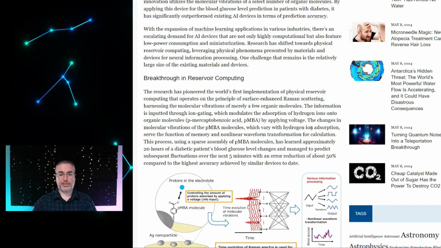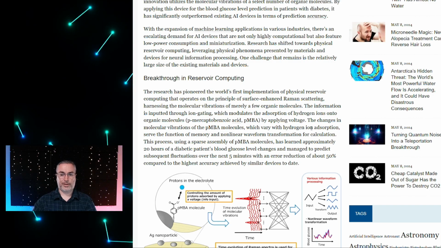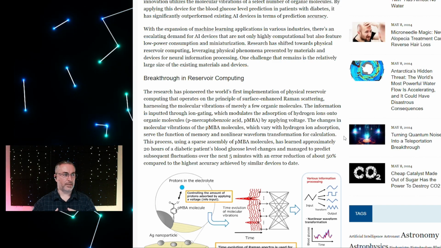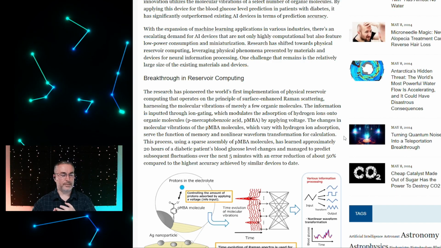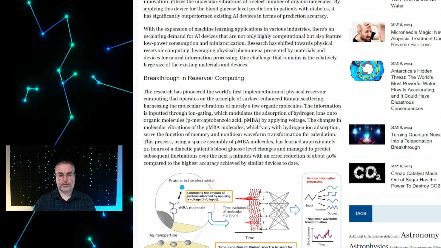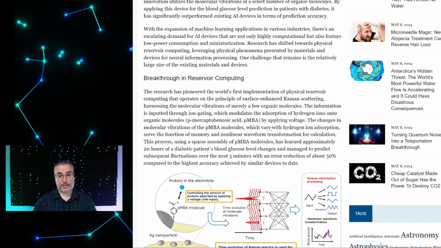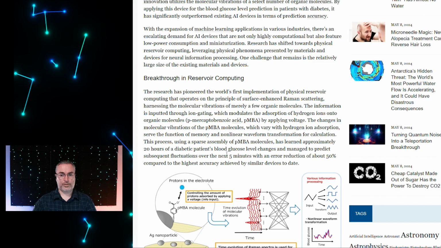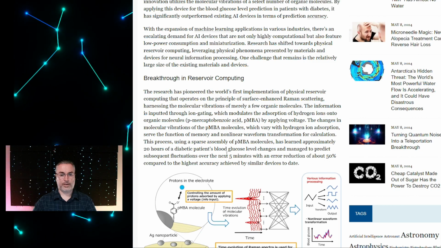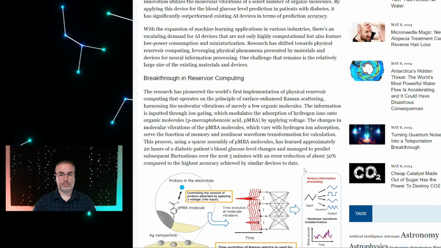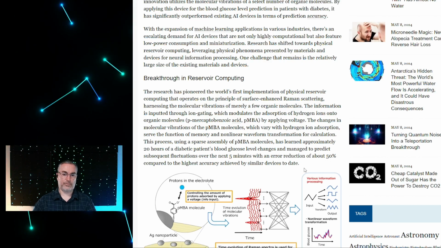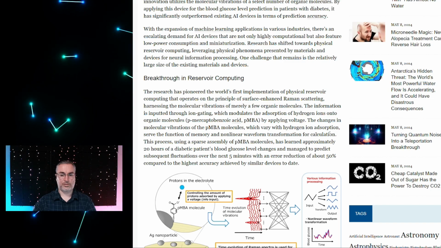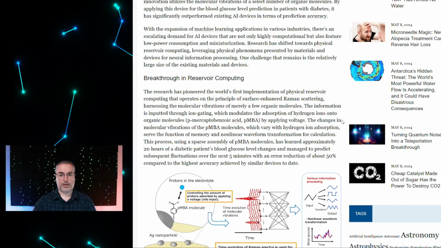So the changes in molecular vibration of the PMBA molecules, which vary with hydrogen ion adsorption. Adsorption is the adhesion of atoms, ions, or molecules from a gas, liquid, or dissolved solid to a surface. So these, I suspect, are acting like the bits. This process using a sparse assembly of PMBA molecules has learned approximately 20 hours of diabetic patient blood glucose level changes and managed to predict subsequent fluctuations over the next 5 minutes with an error reduction of about 50% compared to the highest accuracy achieved by similar devices to date. So it basically acts like a computational device.